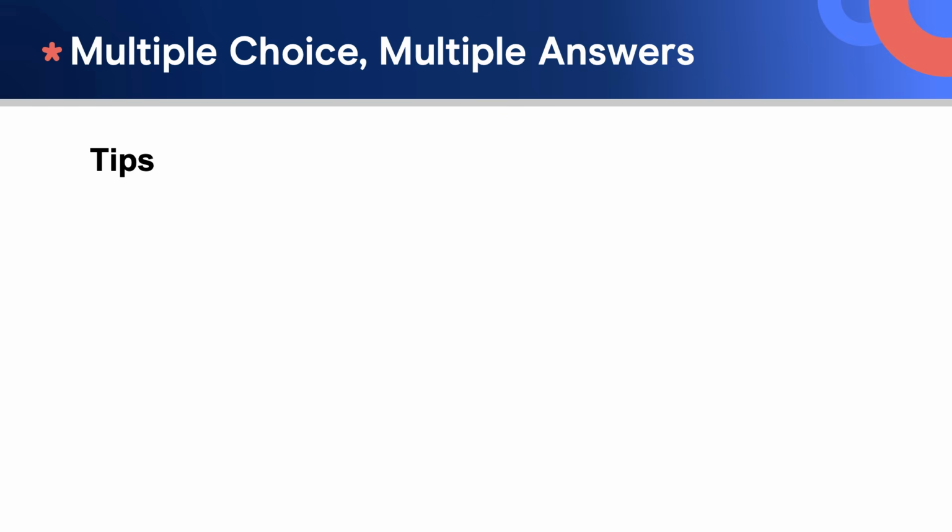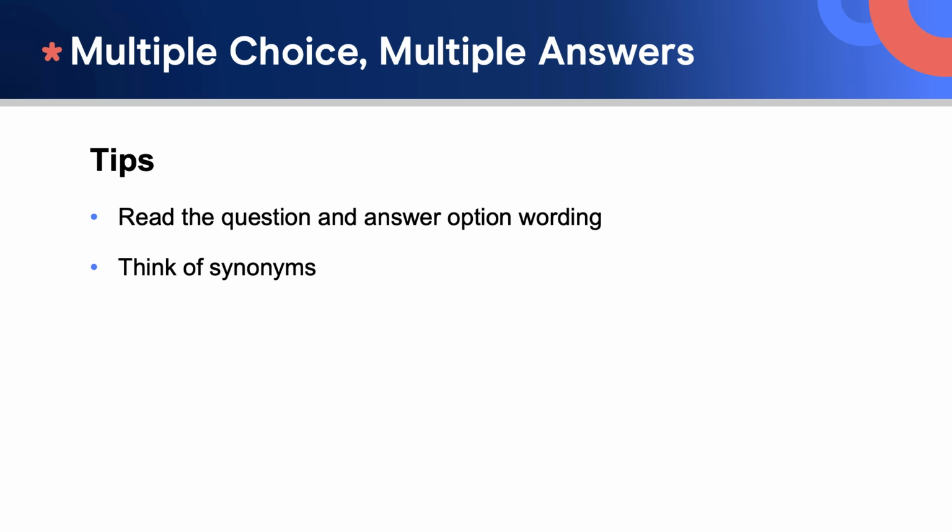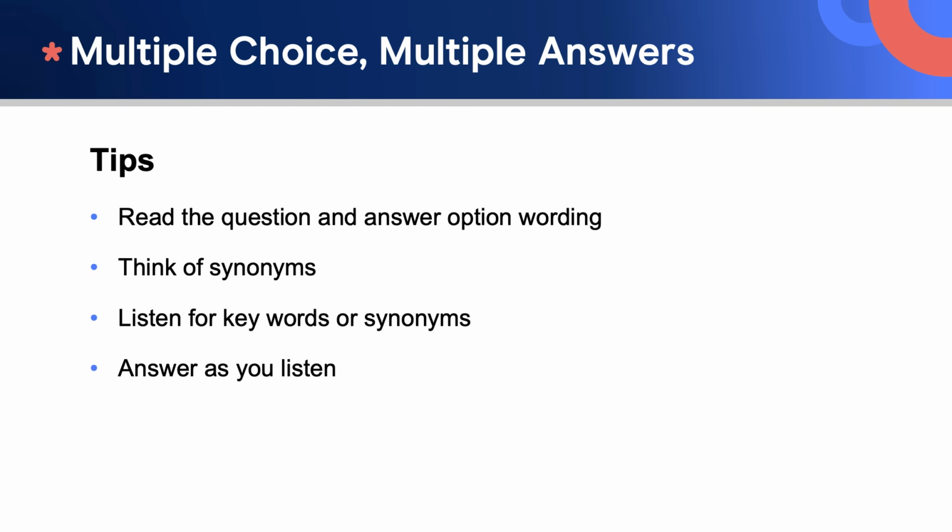My top tips for answering these questions are to read the question and answer option wording carefully. You should also think of synonyms for the key words, meaning words that have the same or similar meaning with each other. So you need to listen for keywords or synonyms to help you identify the relevant information quickly. Next, be sure to answer as you listen. Don't try and listen first and then answer the questions at the end, or you won't be able to keep up with the test. And eliminate incorrect options as you go to help narrow down the answers.